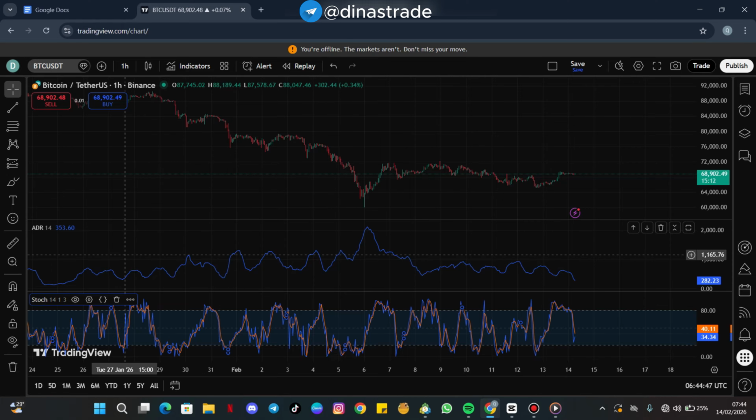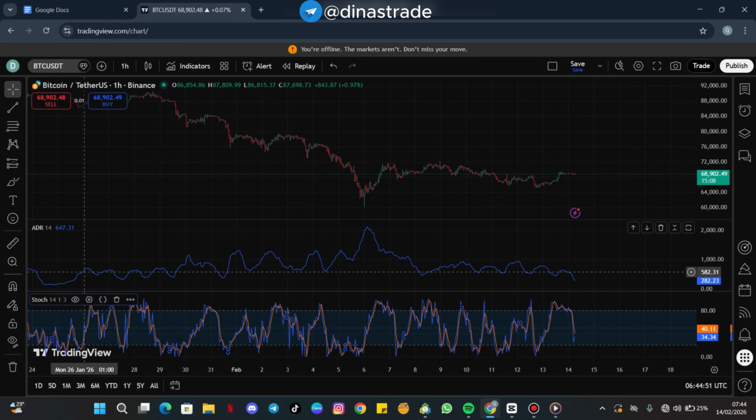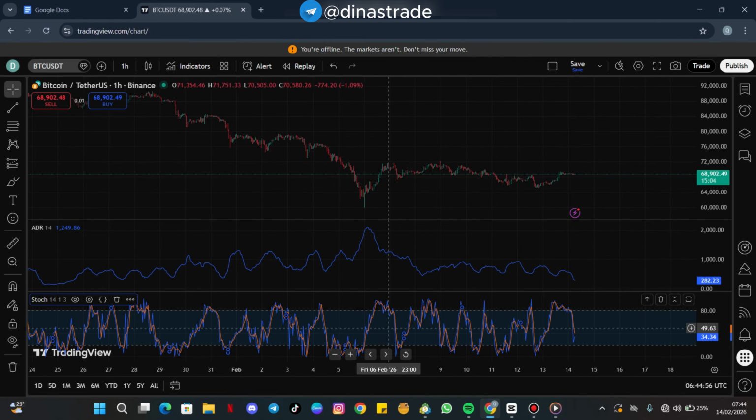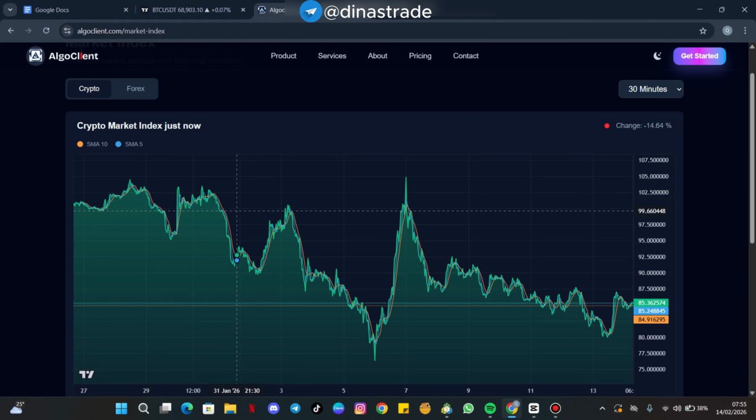You can also use the moving average indicator right here to know when to place a buy or a sell order. But this is not enough to catch the market. This is why I'm going to introduce you to the market index. So we navigate to Apple Client, and finally we are at the market index, and this is the crypto market index.